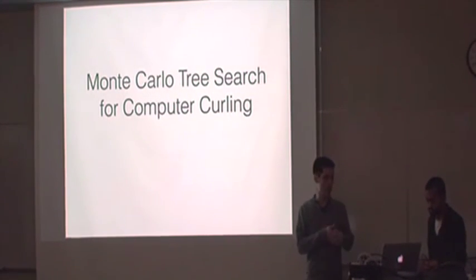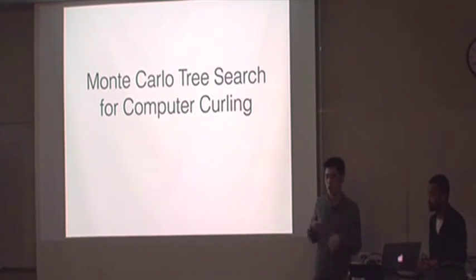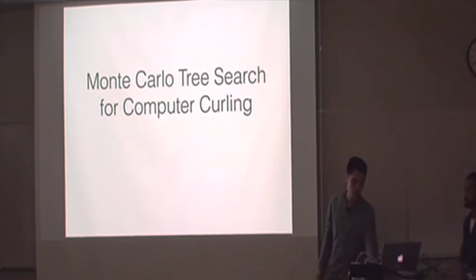So while Zaheen was looking at hammer shots, I looked more at putting our computer curling in the whole game search. So looking at how we can use Monte Carlo tree search to look at the entire end as opposed to just the hammer shot.